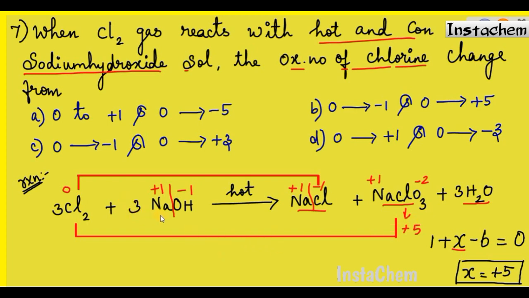Now let's say the answer for this. 0 becomes minus 1, so that is the first answer. And 0 becomes plus 5. 0 becomes minus 1 is in option B as well as option C. And another answer, 0 to plus 5, in option B we have that, but in option C it is not there. So B is the answer for this.